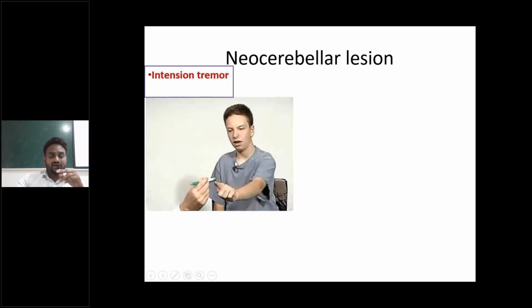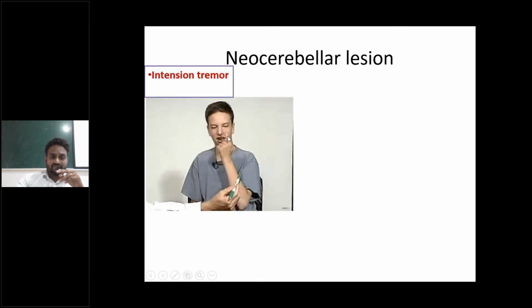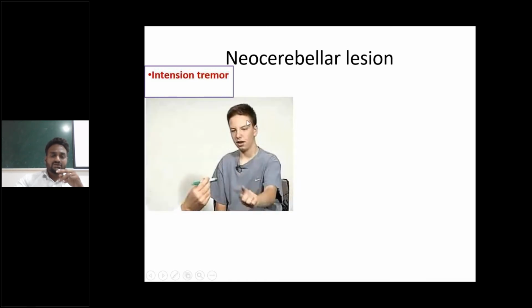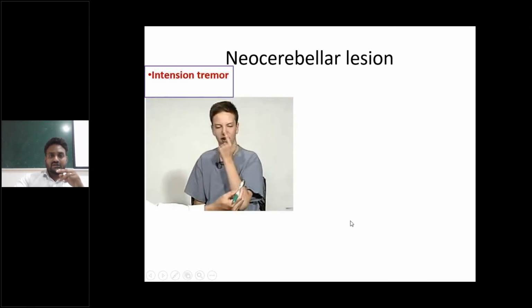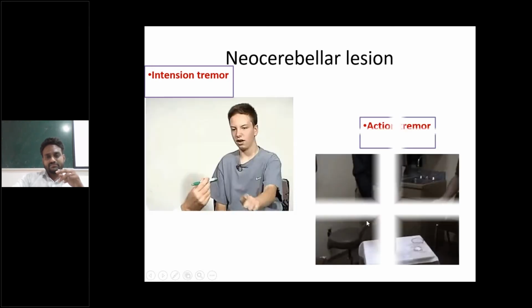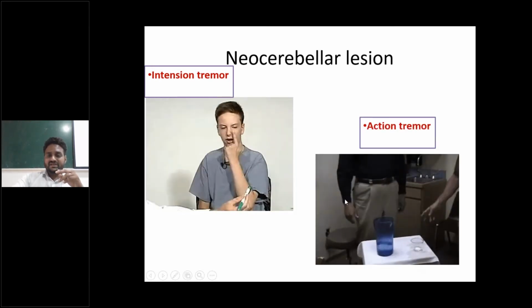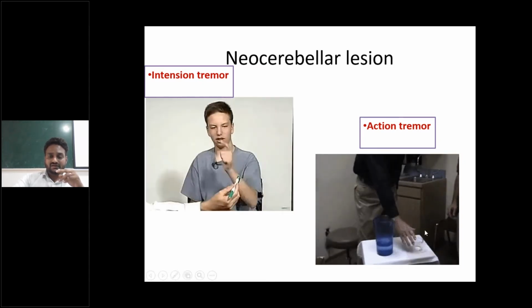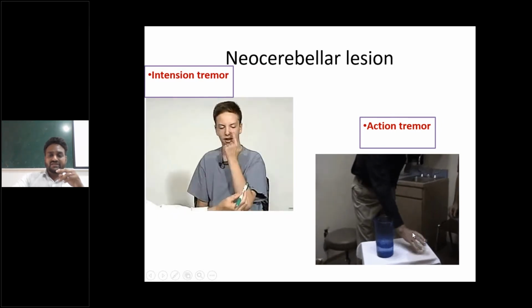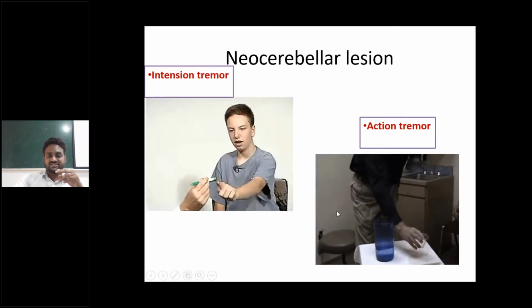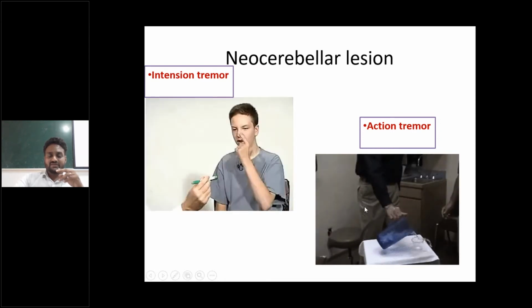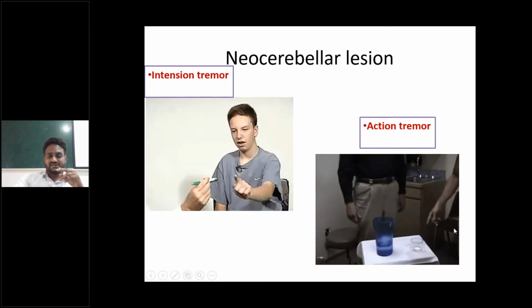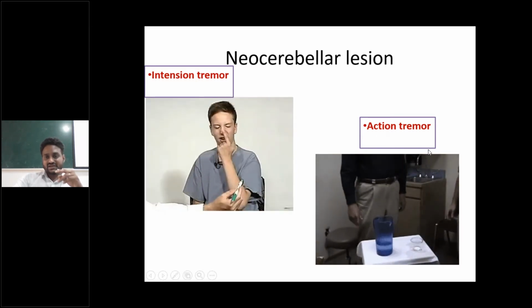He is unable to point to the target or the nose. This tremor is called intention tremor. Uncontrolled shaking is called tremor. The second one is action tremor. In this picture, this person is trying to hold a water jar and glass, and you see his hands shaking. That means uncontrolled movements of the limbs during the action. This is called action tremor.